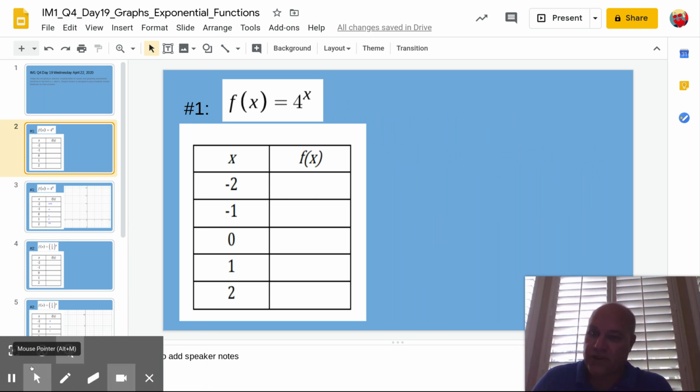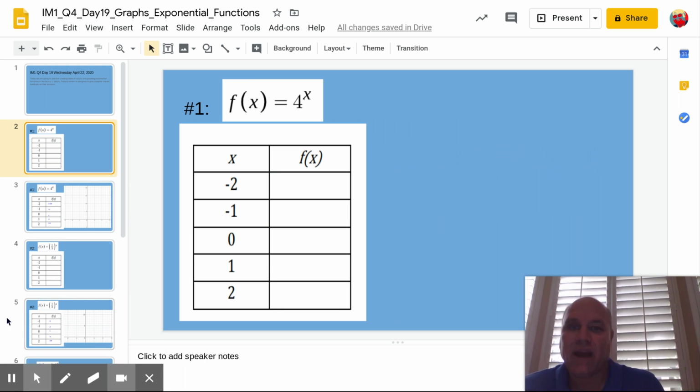Here's our first one for today. We're going to do 4 problems. Okay, so the first one is f of x equals 4 to the x. So we have an xy table, in this case an x, f of x table, but f of x is the same as y. And we're going to substitute these values, -2, -1, 0, 1, and 2, in for x to get what the f of x value is.